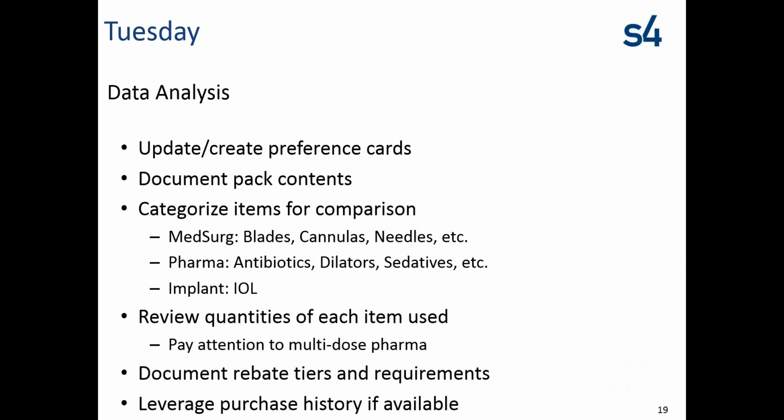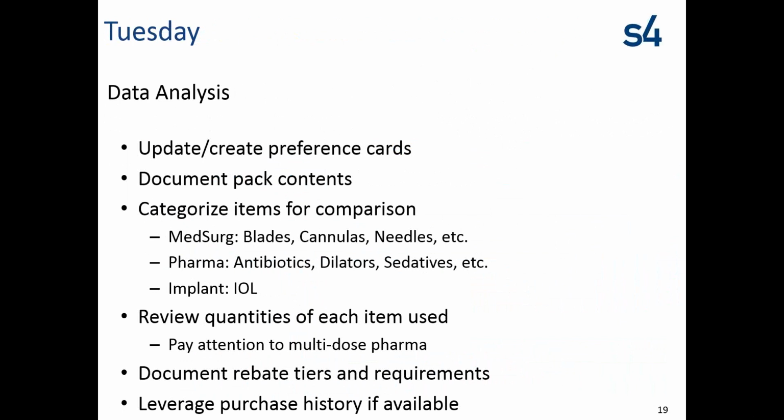Tuesday. This is where the hard work begins. This is where we're going to pull our preference cards. Sometimes we have to create them, oftentimes we have to update them, and I'll show what we see in a typical example in a minute, and how we document those preference cards for comparison. We want to document our pack contents. Nearly every pack we buy will have a bill of materials as a part of it. Especially in the case of iPacks, Alcon and others usually do a great job of documenting the items that are in the pack. And we want to write those items down separately on our prep cards so we know what's included.